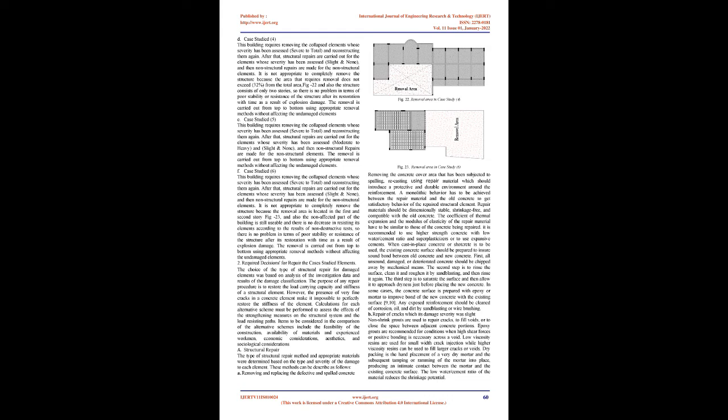It is not appropriate to completely remove the structure because the removal area is located in the first and second story (Fig-23), and also the non-affected part of the building is still usable and there is no decrease in resisting its elements according to the results of non-destructive tests, so there is no problem in terms of stability or resistance of the structure after its restoration with time as a result of explosion damage. The removal is carried out from top to bottom using appropriate removal methods without affecting the undamaged elements.